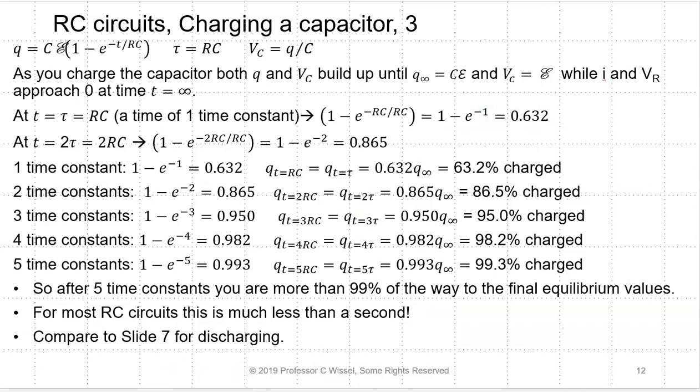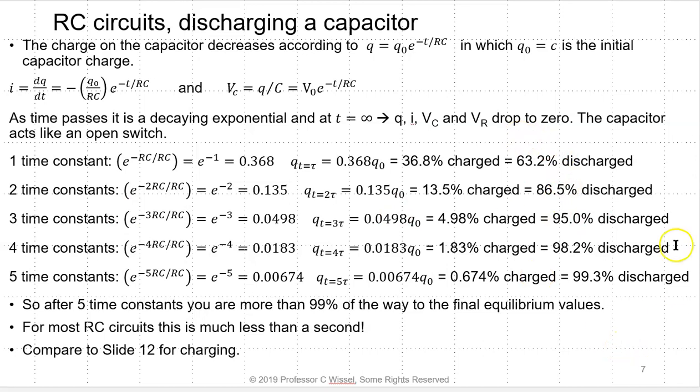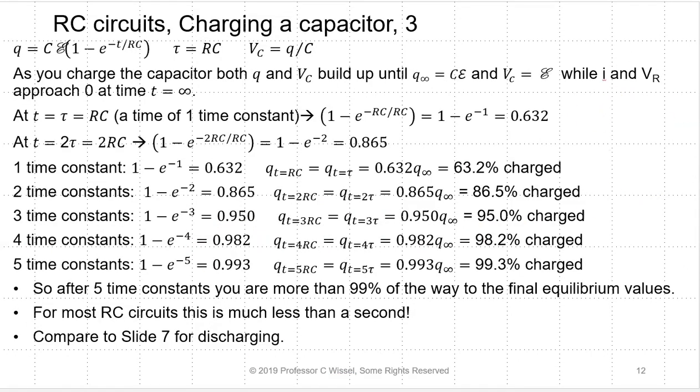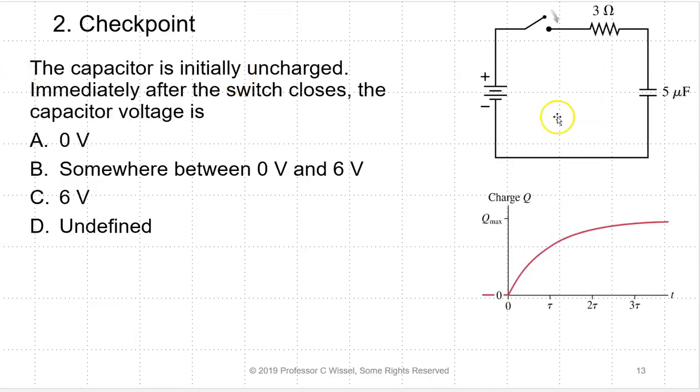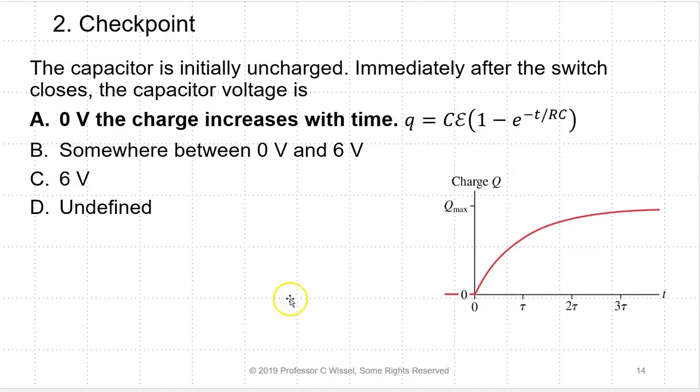The numbers here on slide number 12 are the same as these numbers on slide number 7. Okay, and they indicate how far you've come toward your final goal. In other words, these are how far you've gotten toward being completely discharged, and these are how far you've gotten toward being completely charged. And that's the power of time constant. Okay, the capacitor is initially uncharged. Immediately after the switch closes, the capacitor voltage is, well, it's going to be zero because the voltage increases with time, because it builds up as the capacitor charges.